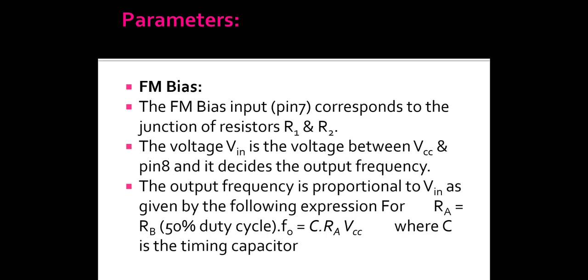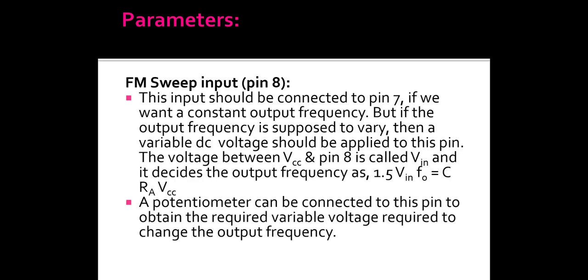It is nothing but the output frequency we get from the output. And FM sweep input, I already told that it is the external voltage applied at pin number 8 to maintain the output frequency at a constant value. If we want to change the frequency level, we have to connect a potentiometer. By that we can vary the voltage. By varying the voltage we can obtain the variable frequency at this output.